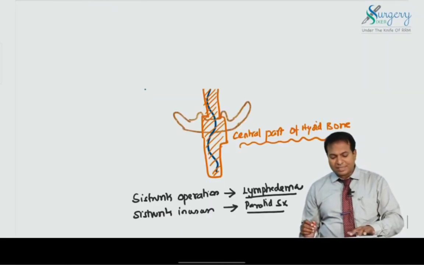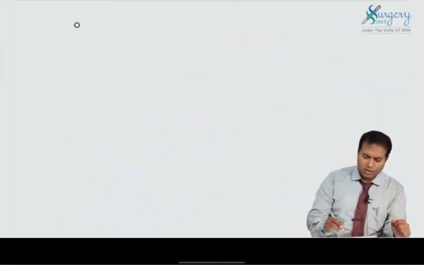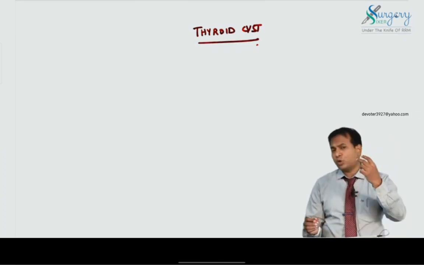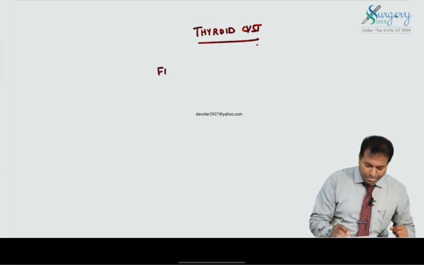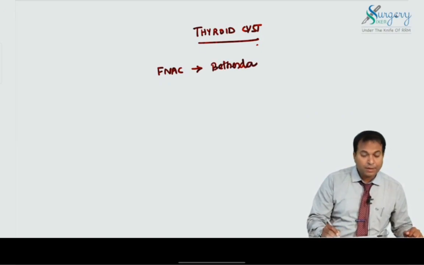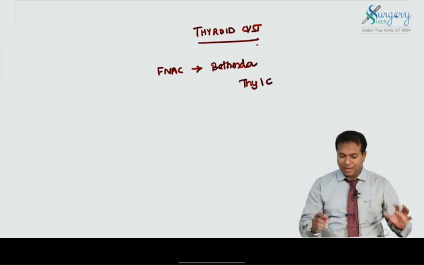So this is about thyroglossal cyst. And the last topic in benign swelling I want you to know is about the thyroid cyst. The patient comes to you with a solitary swelling here in the neck. You are doing FNAC. FNAC is showing you clear fluid aspirated. It is coming under what Bethesda classification? Bethesda 1C. So it is a clear cyst.